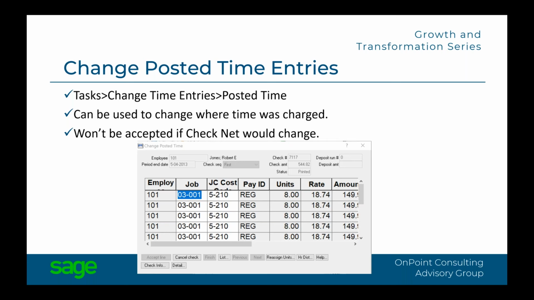So as you can see in the screenshot, where the job and the cost code are white, you can change those fields. But you can't change the pay ID or the units. It's just really for a miscoding of the job or the cost code. But it's a lot easier, and it keeps it in the same period ending date and everything.